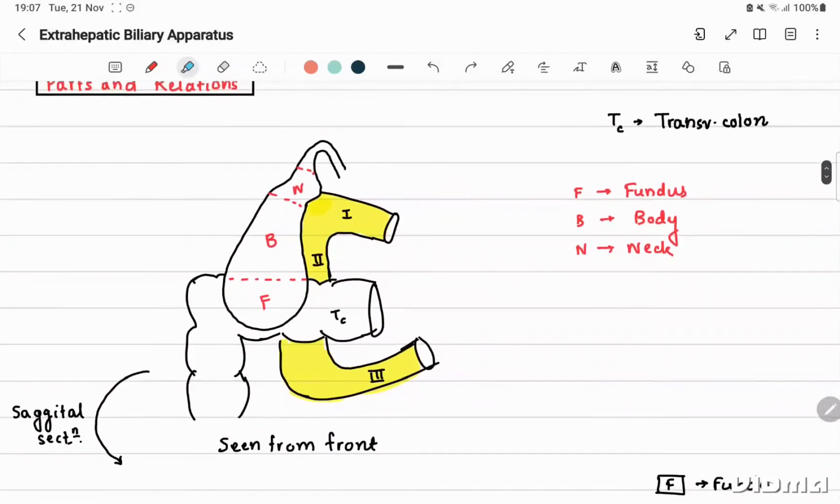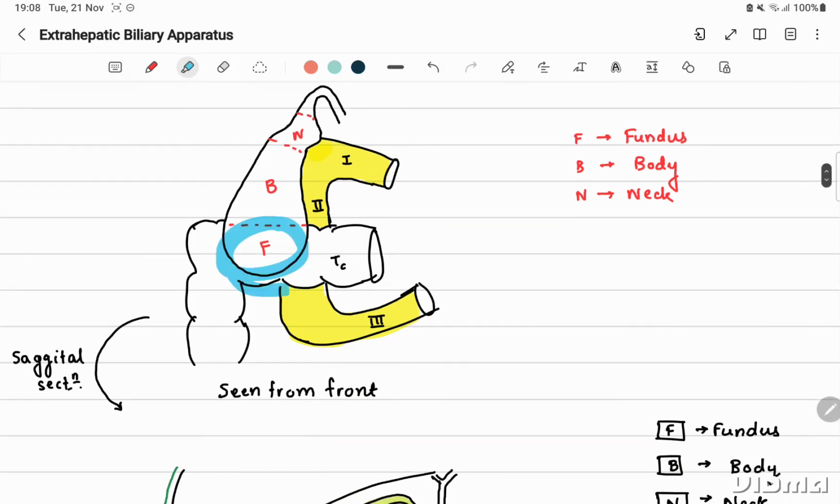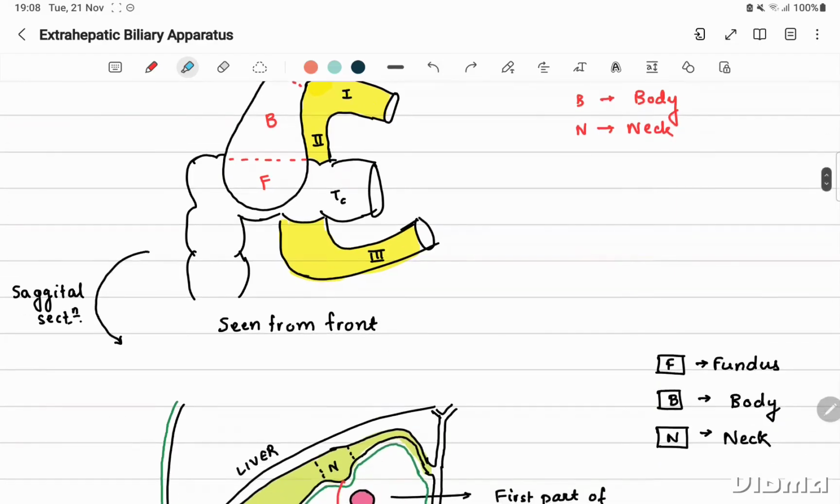Talking about the parts and relations, we have a body, fundus and neck part. If you consider this as the gallbladder, then this is the neck part, which is present near the first part of the duodenum. The body part is related to the second part of the duodenum. The junction between body and fundus is the widest part, 3 cm, and the fundus is related to your transverse colon.